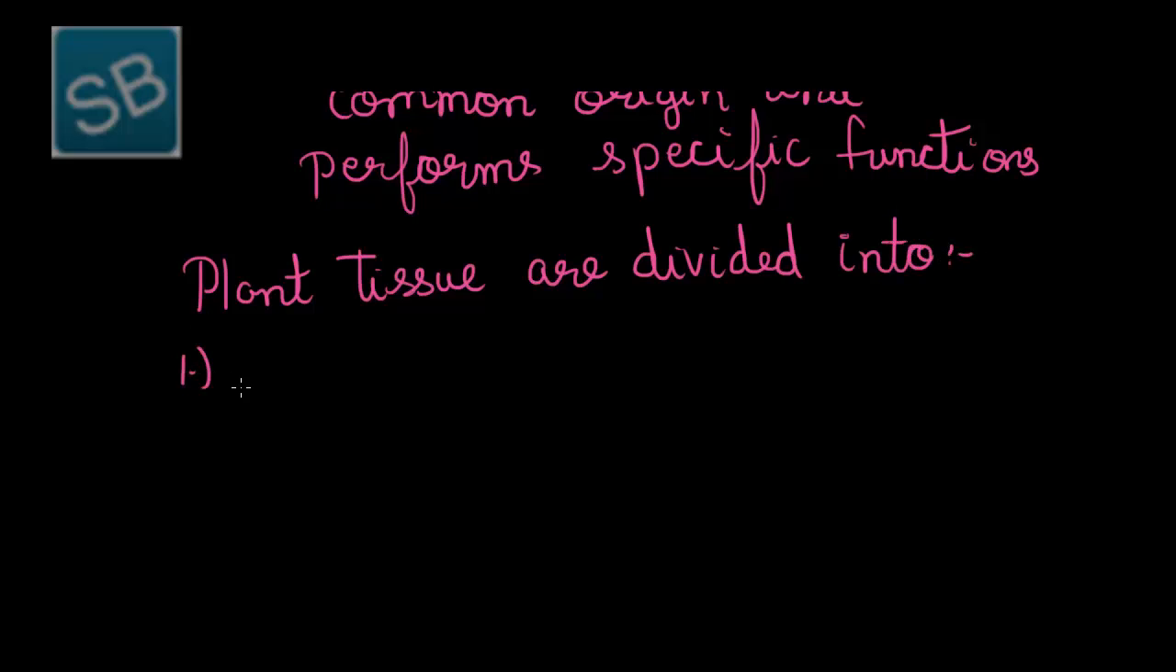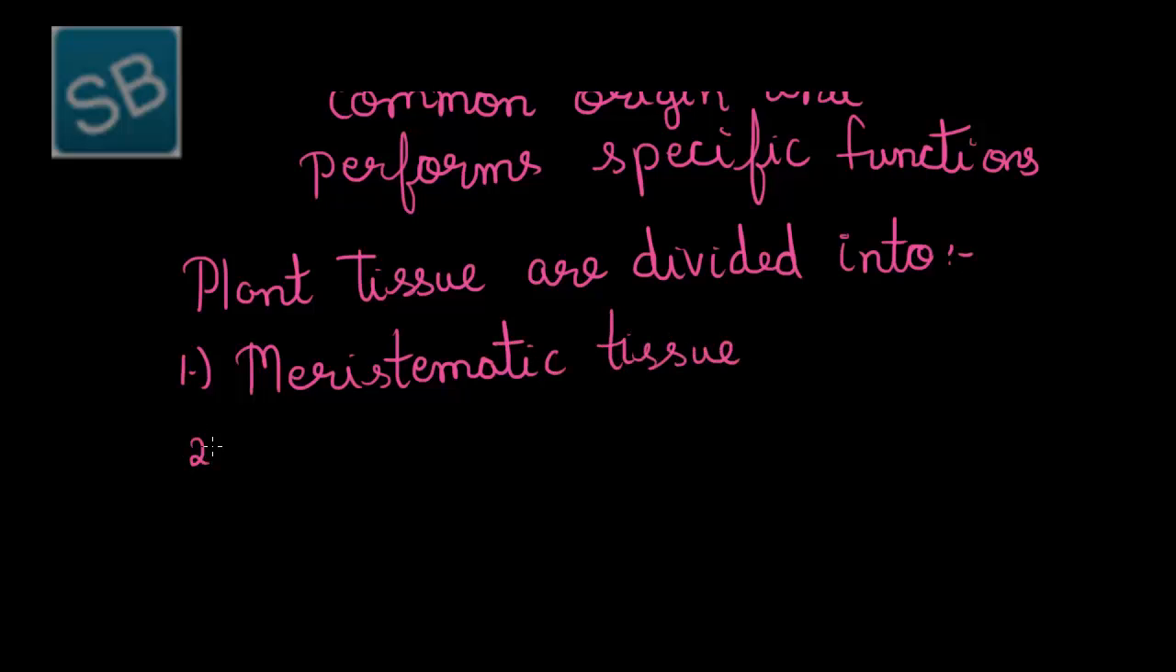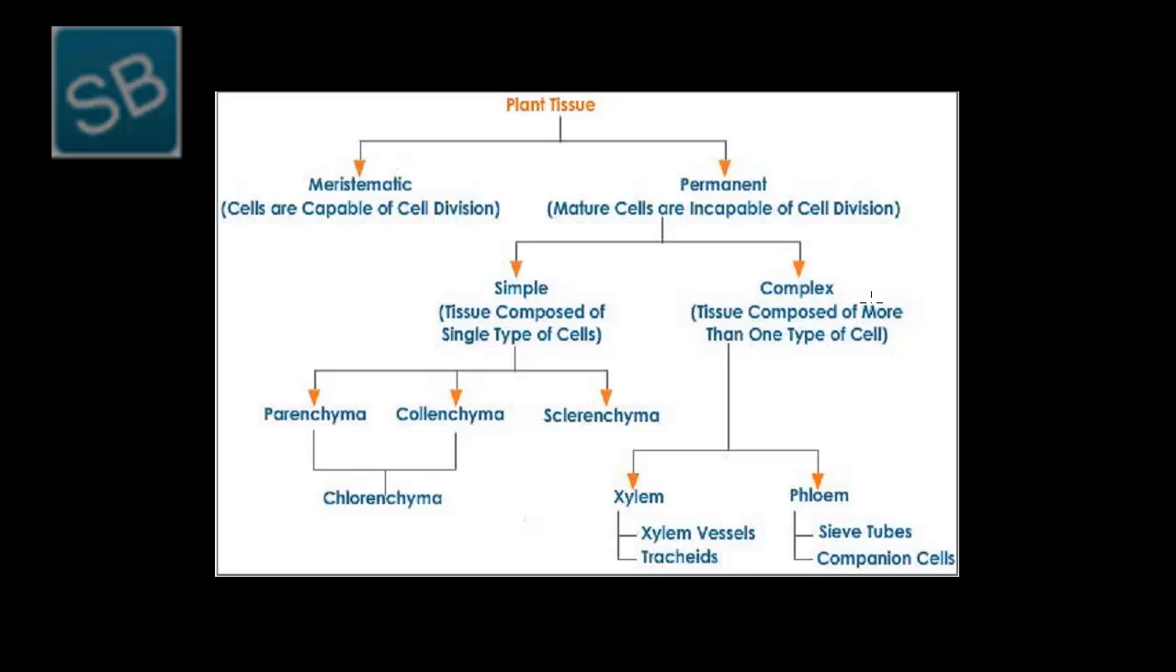First, meristematic tissue, and second, permanent tissue. Let us begin our study with meristematic tissue. This figure depicts the classification of plant tissues. As said, meristematic tissue and permanent tissue are two types of plant tissue. Meristematic tissues consist of cells that are capable of cell division.